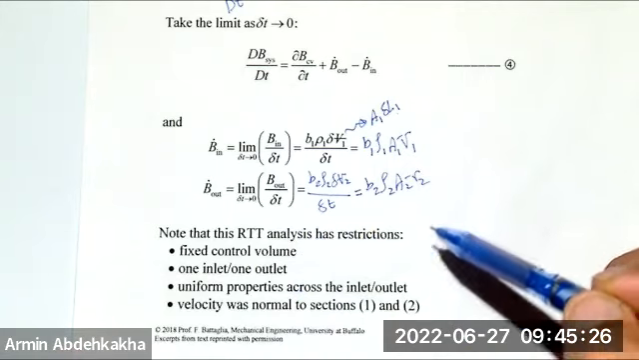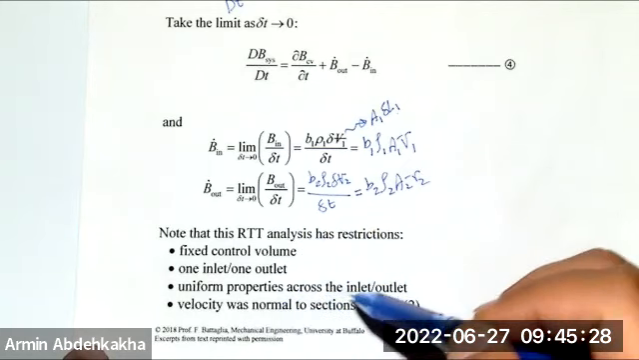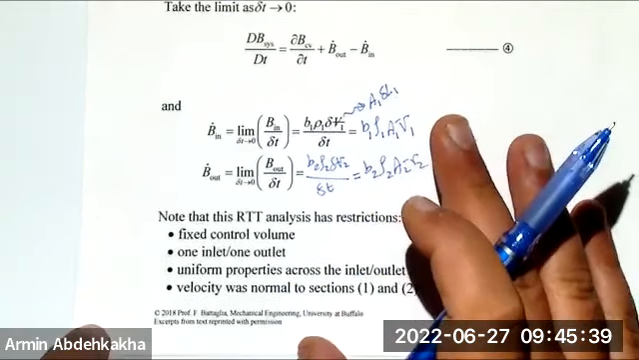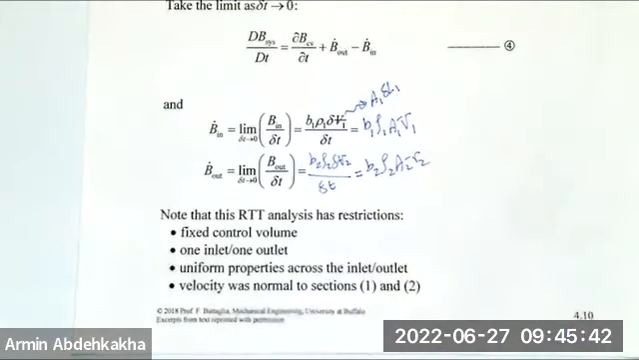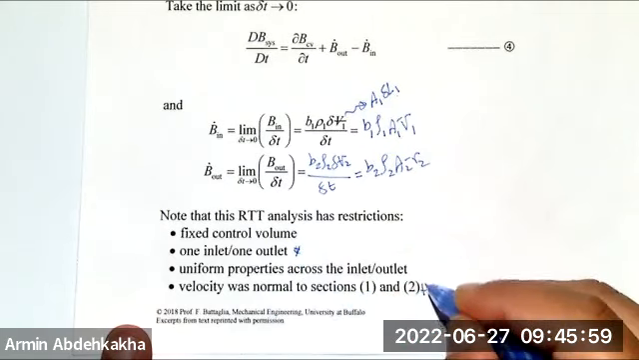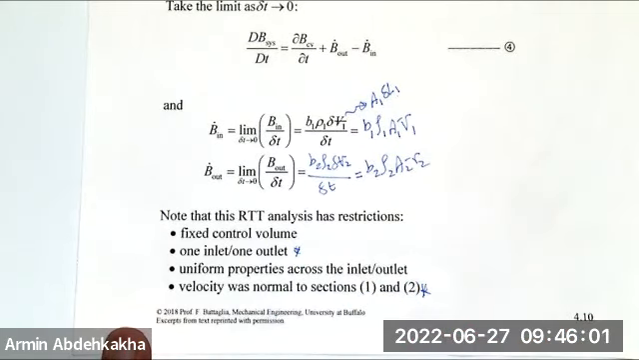Also, we had the assumption of uniform properties across the inlet and outlet. Uniform properties, not uniform velocity. Uniform properties means that you have a homogeneous form. Again, it could be different, absolutely, but this is the assumption. It's not something that you can change. And also the velocity was normal to the sections, right? So it was normal to area 1 and area 2. These two should be expanded. If you get rid of these two restrictions, then you can have a more general form of that.